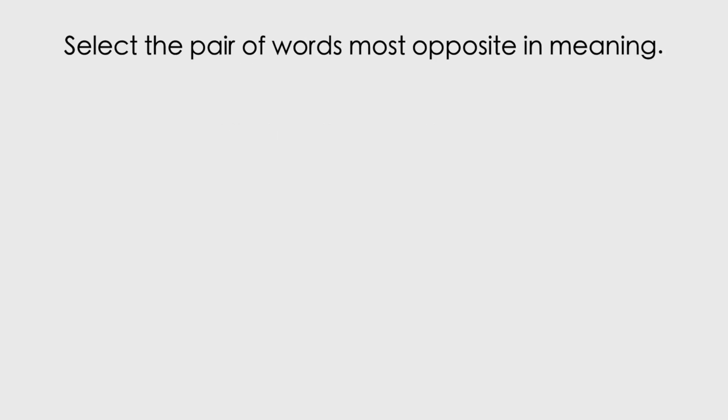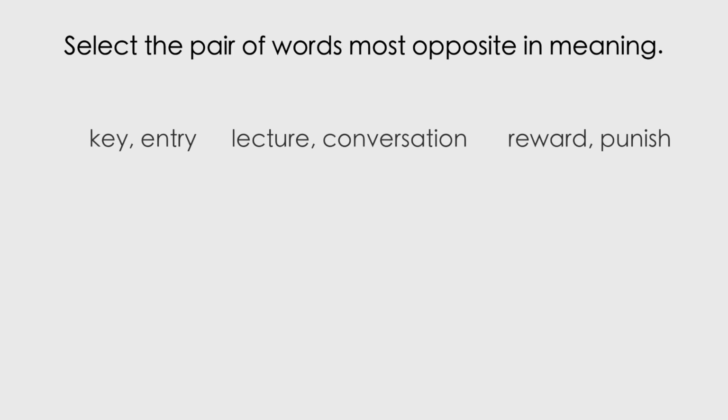Now let's have a look at an exam style question. Select the pair of words most opposite in meaning. And we've been given 3 pairs: key, entry, lecture, conversation, reward, punish. So let's start with the first pair and work left to right and think about the definitions of each of these words. A key is an opener or important or an answer.